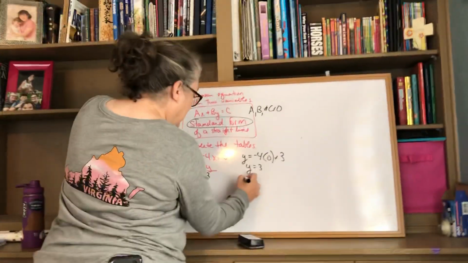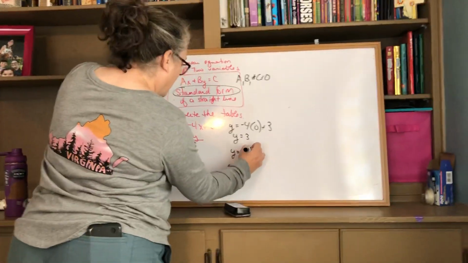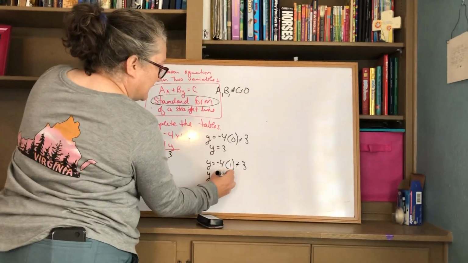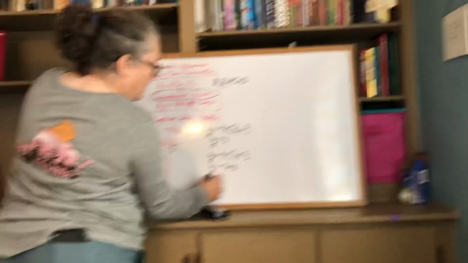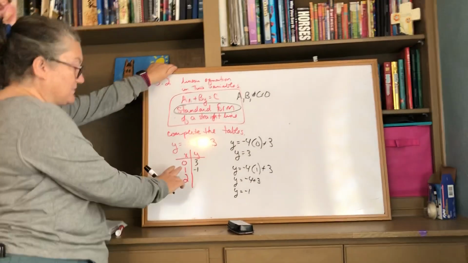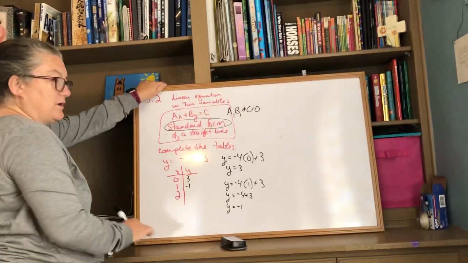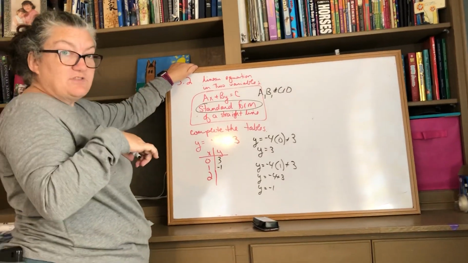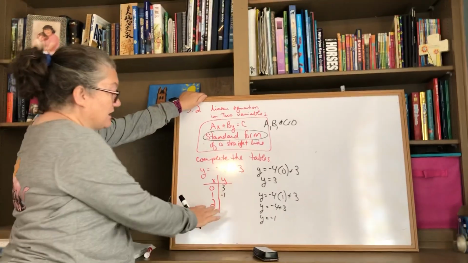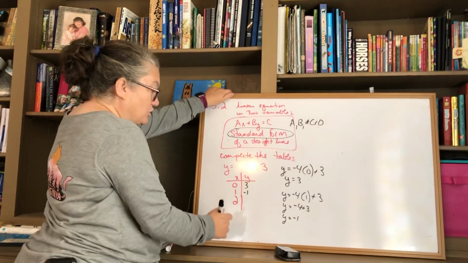So the next one is y equals -4, parentheses 1 plus 3, or y equals -4 plus 3, y equals -1. So now we have two ordered pairs. We have a 0, 3, and a 1, -1. So now we can actually graph the line, but we like to have a third one to make sure we didn't make any mistakes. So the third one will be 2 and what?